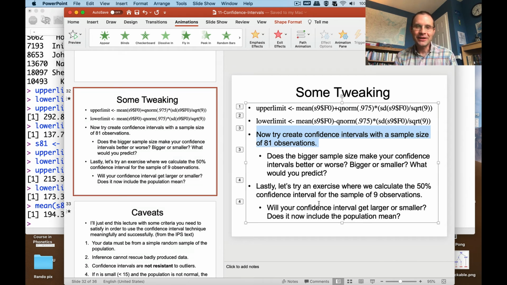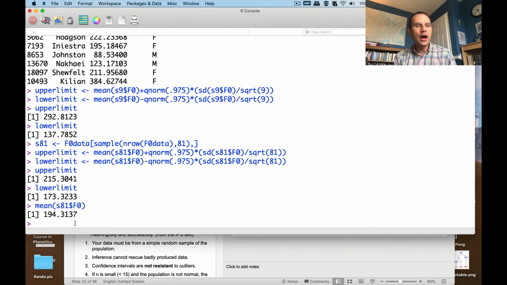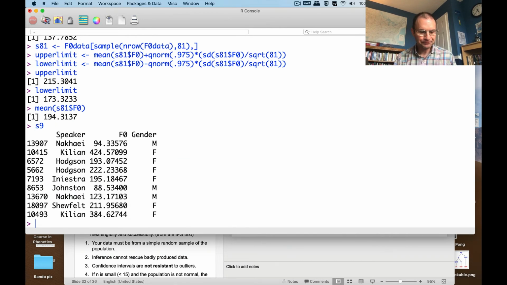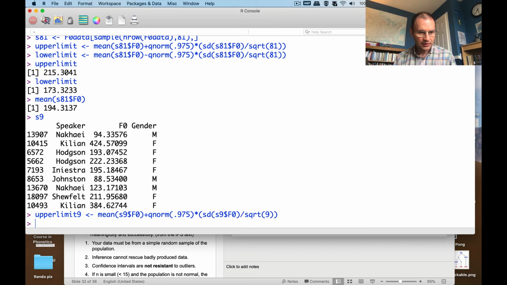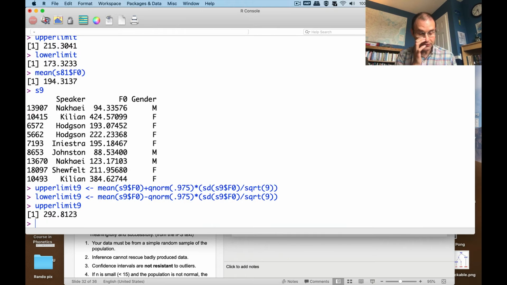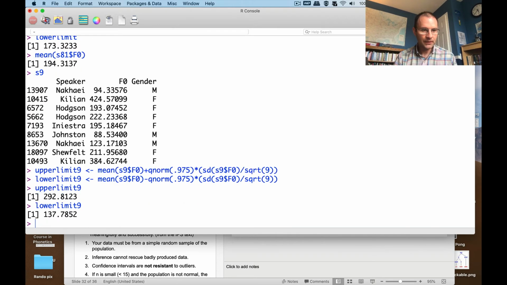Okay, lastly, let's try an exercise where we calculate the 50% confidence interval for a sample of 9 observations. So let's think about this. We'll keep the same S9, and I'm going to keep that sample of 9 and store it in differently named variables for my confidence interval. So this was a relatively big one. It still included the population mean, but it was from 137 to 292.